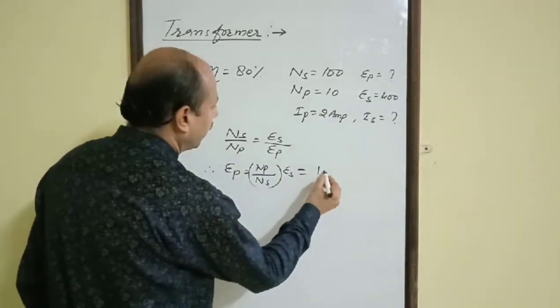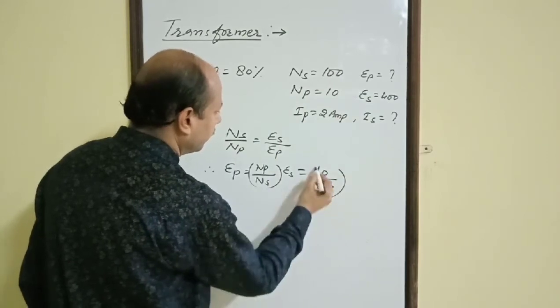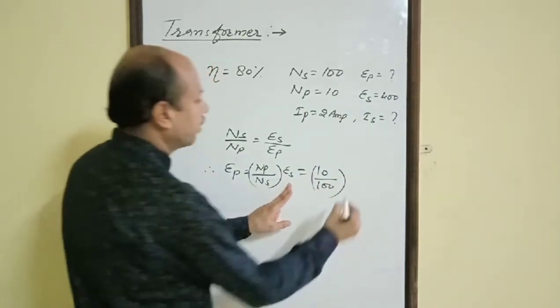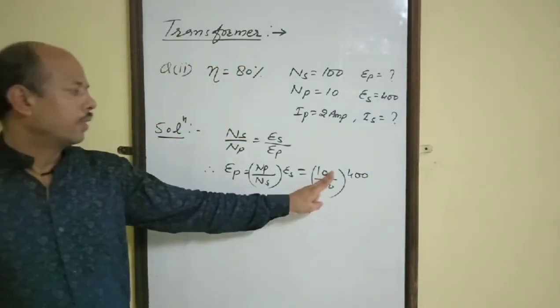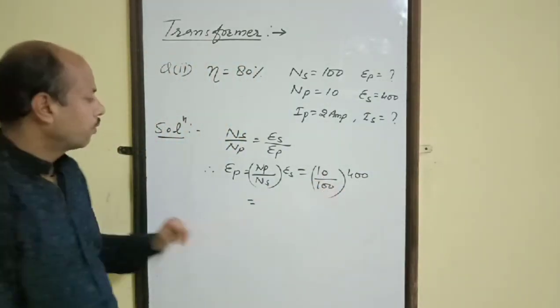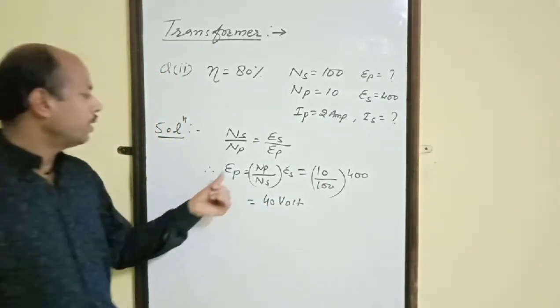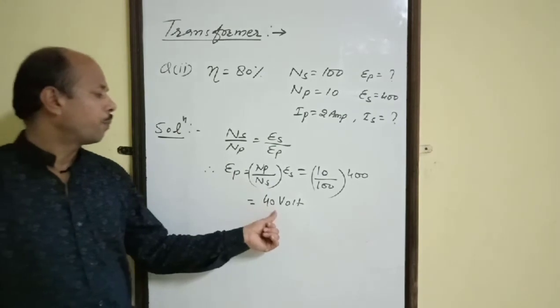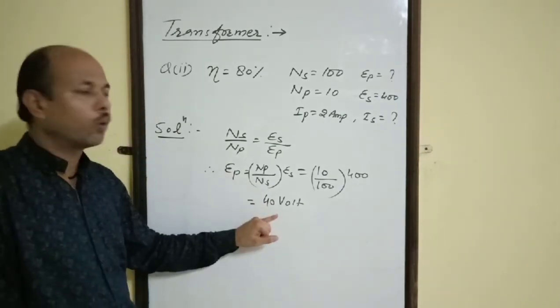What is NP? NP is 10. What is NS? 100. And what is ES? 400. What we get? Here it is 10, here it is 100. Therefore, we will get 40 volt. This is the EMF of primary coil. For primary coil, EMF will be 40 volt.